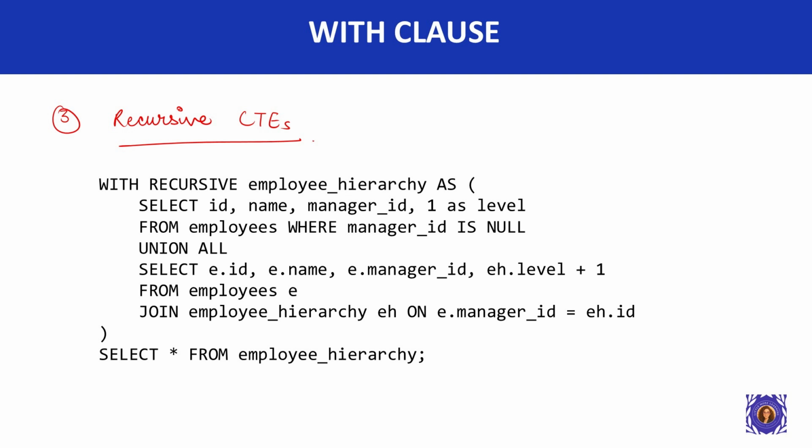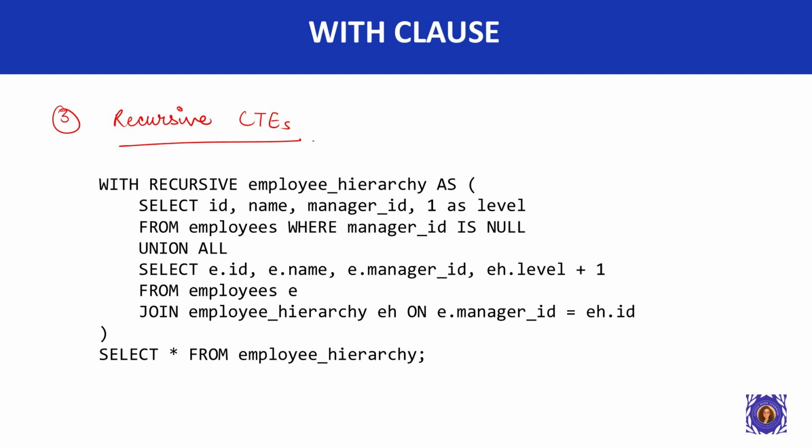We're joining the employees table with our own CTE. We're saying find all employees whose manager is someone we've already found, and give them a level that's one higher than their manager's level. SQL will keep running this recursive part until it can't find any more matches. The result is a complete organizational hierarchy showing every employee and their level in the company structure.